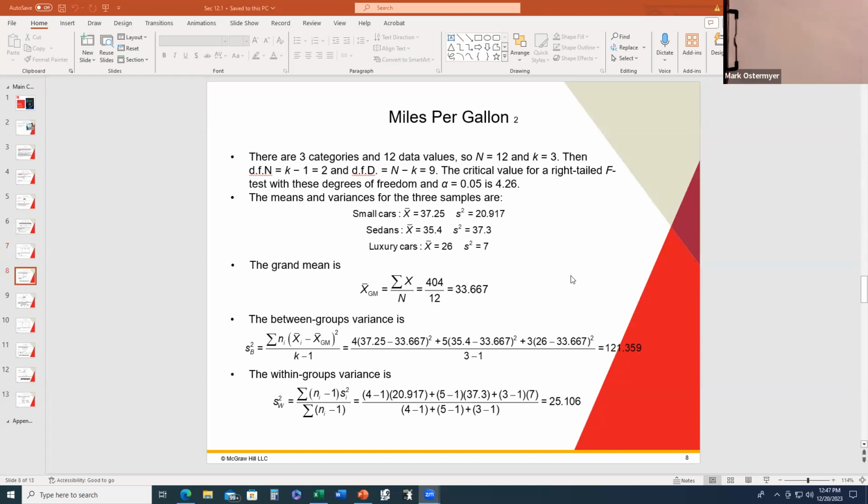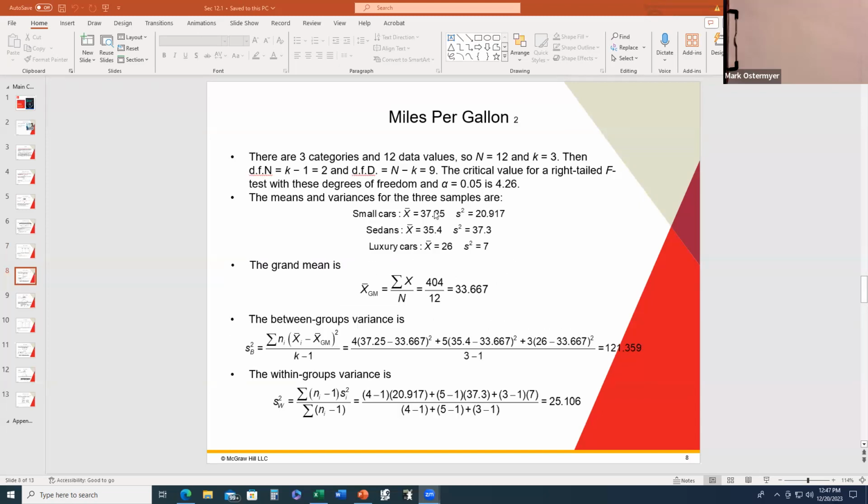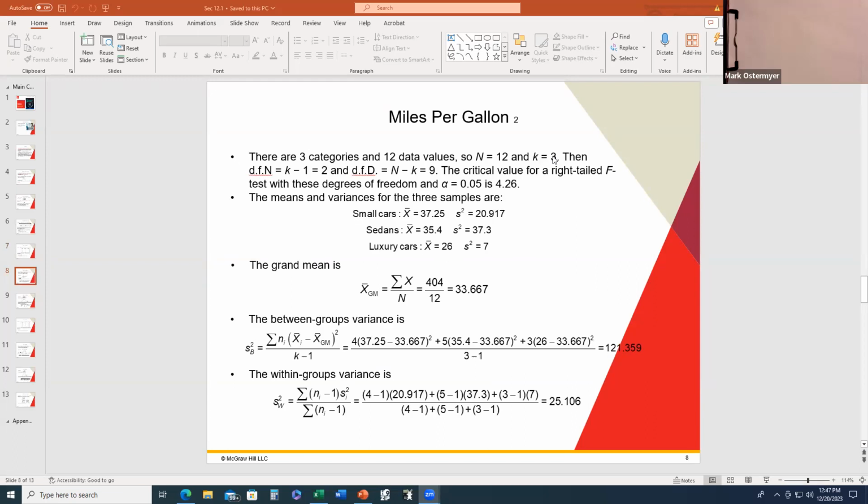All right. The bulk of the work with this particular test resides in computing the test statistic, and it's a very tedious thing to do. There are three categories and 12 data values total. So uppercase N is 12. There are 12 observations total. We have three treatment levels because we have three different types of cars, small, sedans, and luxury. That's why K is equal to 3.